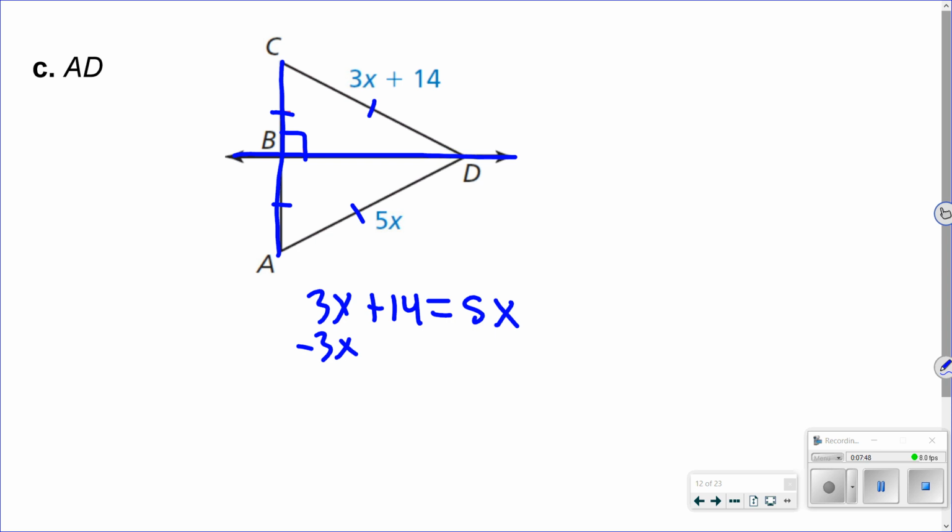Minus the 3x, 14 equals 2x. Divide by 2, so x equals 7. If I plug 7 back in there, I get 35. I should get the same thing up there. Right, there's my answer, 35. That's what it comes out to.